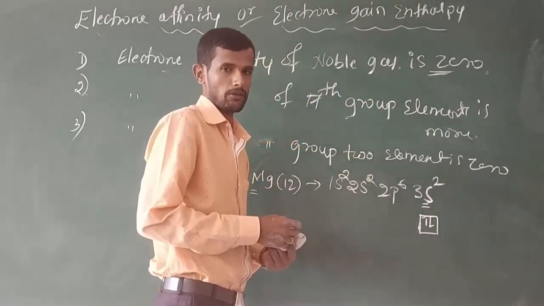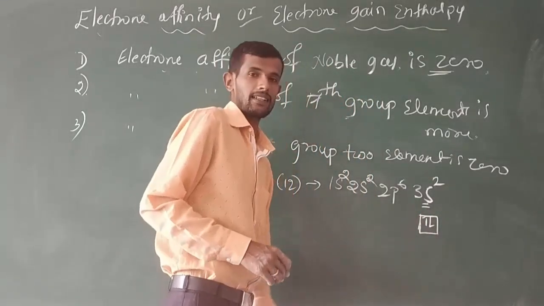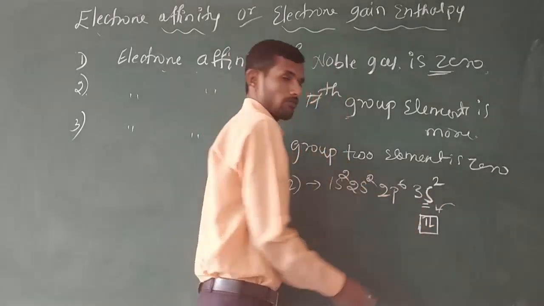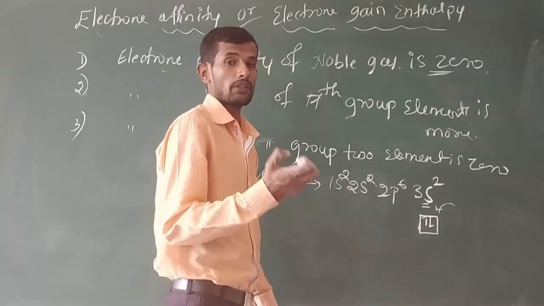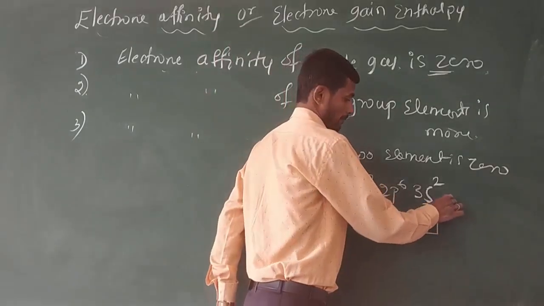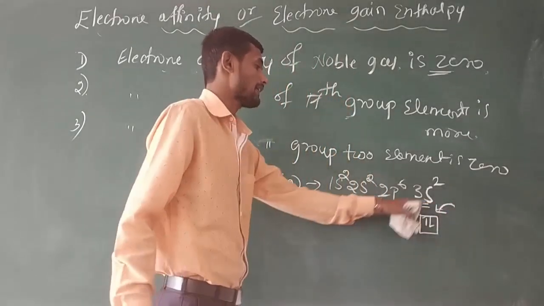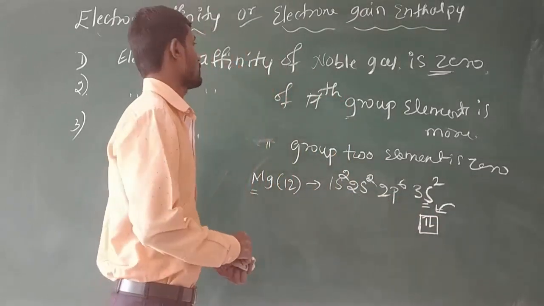Maximum electrons 2. Okay, already it is filled up, so if you add an electron, then where does it go? These group also don't accept the electrons easily. Yes, because of the completely filled s orbital, its electron affinity is 0.